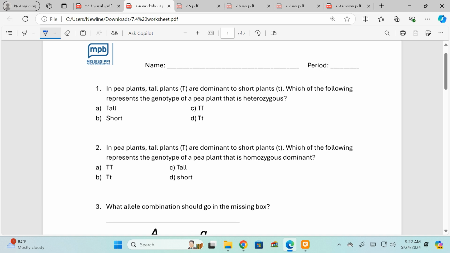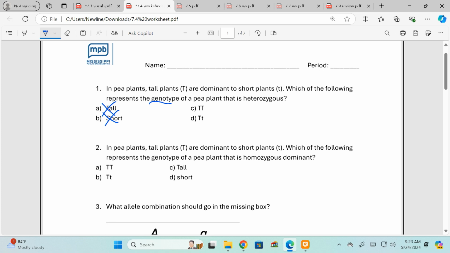Number 1 says, in pea plants, tall plants are dominant to short plants. Which of the following represents the genotype of a pea plant that is heterozygous? So there's 2 terms we have to know here in order to get this question right. First of all, we need to know what genotype is. Is genotype the allele combination or the physical appearance of an organism? Well, genotype and genes kind of sound alike, right? And so we're not going to use tall or short because those would be considered the phenotype. And the question here is asking for genotype. So that's telling me it has to be one of these letter combinations on the right.